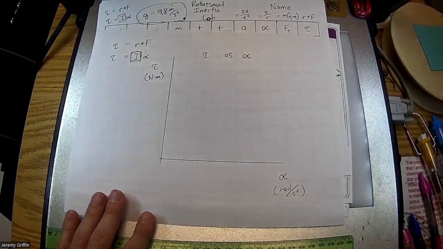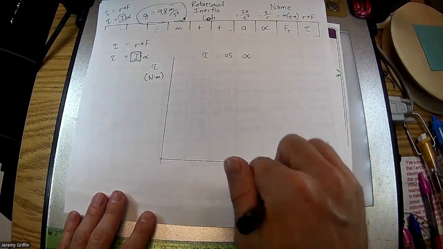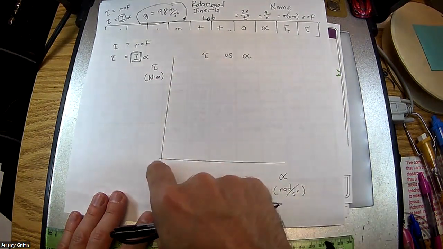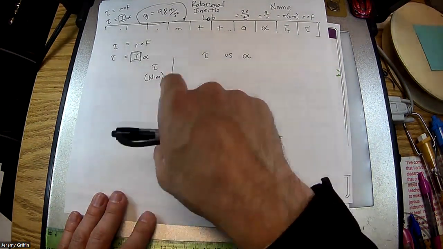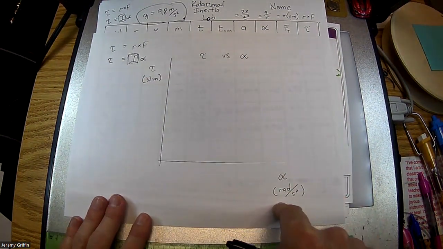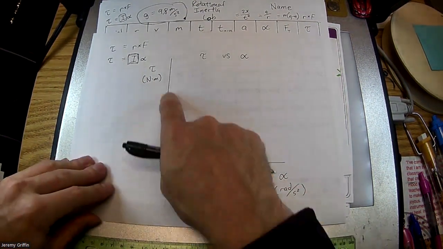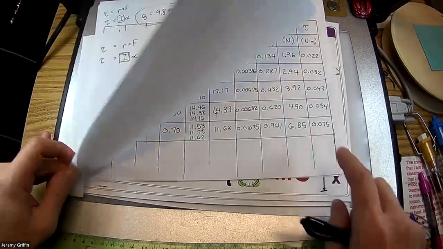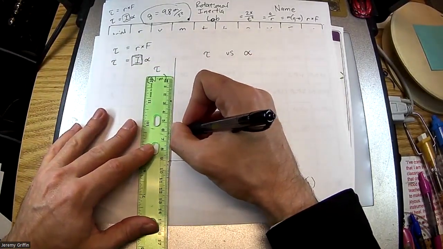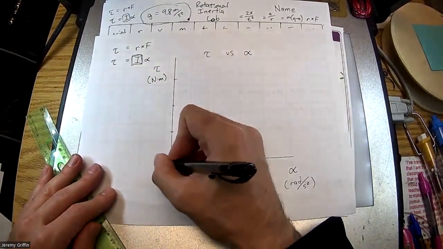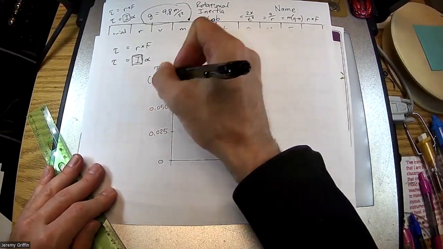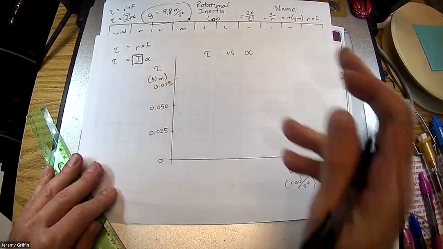Okay. Everybody have that? You guys drew a couple of axes. You guys wrote that title, tau versus alpha, torque versus angular acceleration. You have each of the axes labeled with units, right? So we got torque in Newton meters and angular acceleration in radians per second squared. Now it's time to scale these axes. Well, my largest torque was 0.075 Newton meters. So let's do that right here. Let's go 0, 0.025, 0.050, 0.075. Okay.